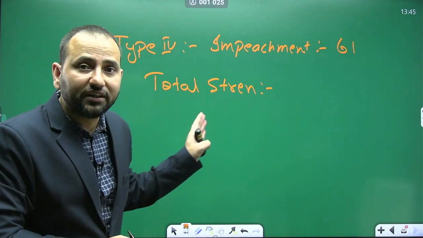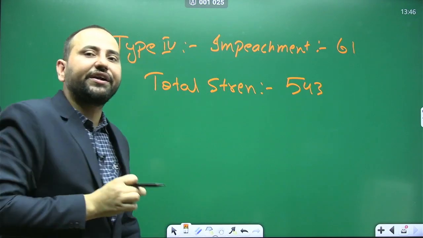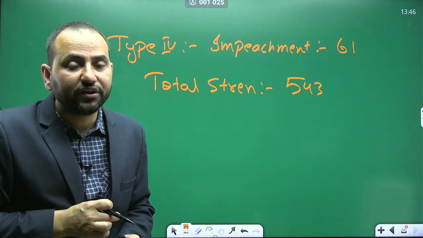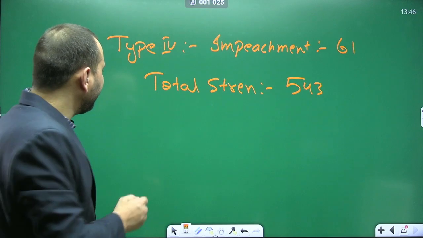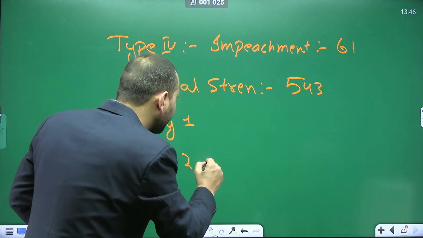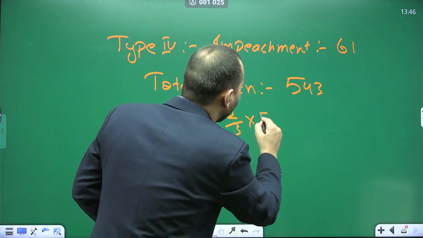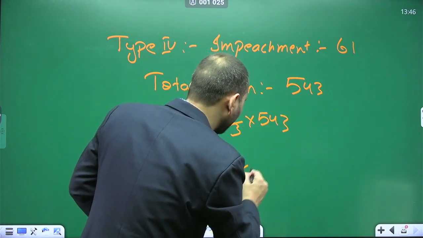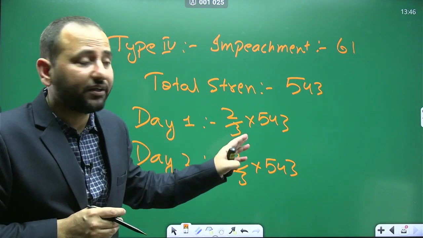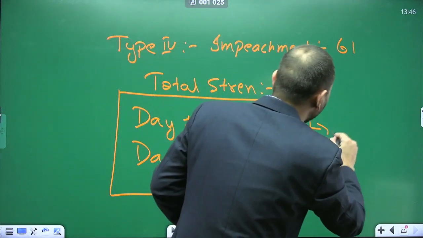So what was the total strength in our example? In our example, the total strength was 543. When we talk about this number 543, then we just need to see the majority of 543. And what will be the majority of 543? Just make a calculation. So either it be day 1 or it be day 2, what we need to see is not less than 2/3 of 543, on day 1 as well as day 2. It doesn't matter how many are present. It doesn't matter how many are absent. We just need to come up with this number. And this is how we see the impeachment of the president also.